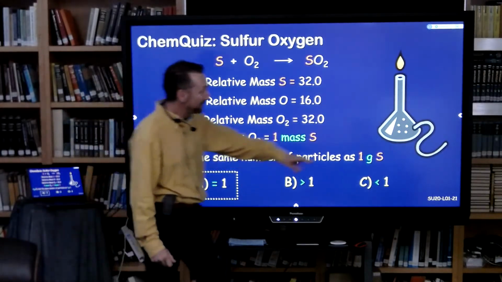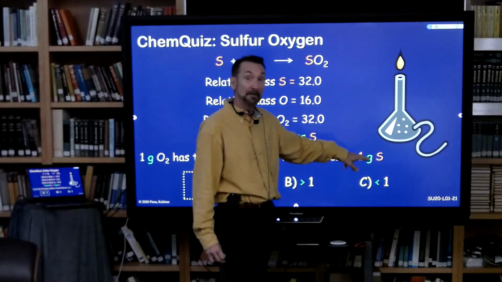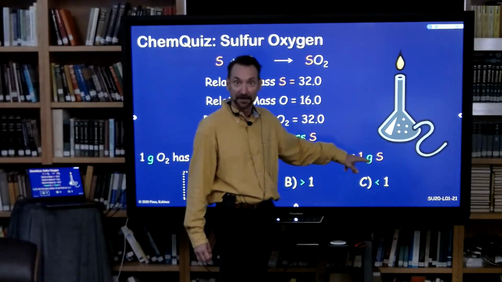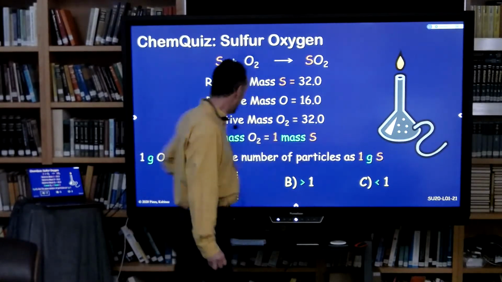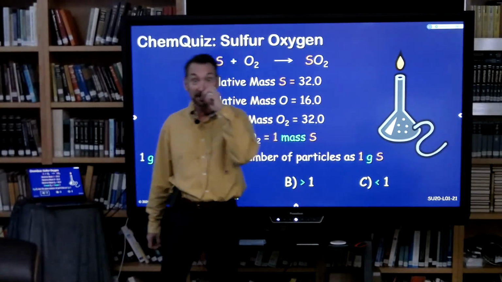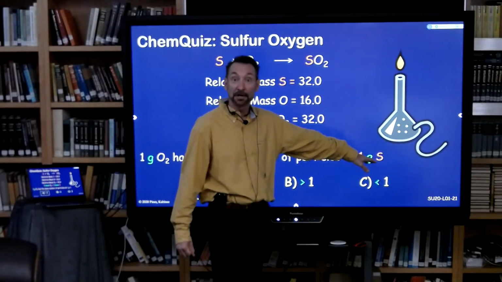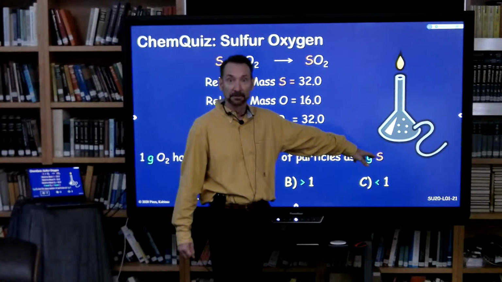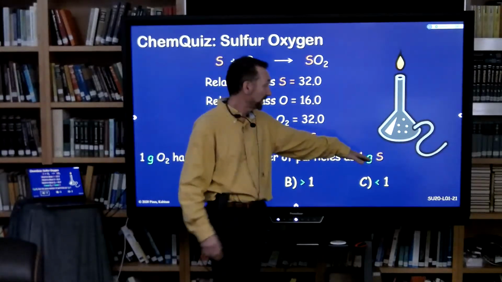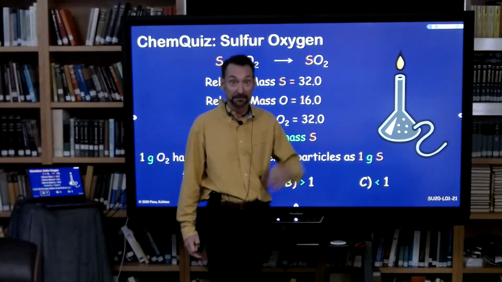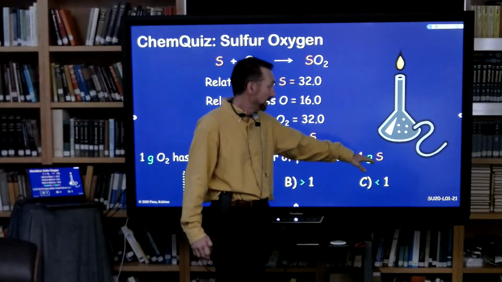So not having enough can limit the reaction, how far it goes. If you don't have the right number of particles, the reaction will still go, but the smallest number of particles will limit how the reaction goes. It's not the smallest mass. You have to make sure it's the smallest number of particles. So you have to look at the relative masses.